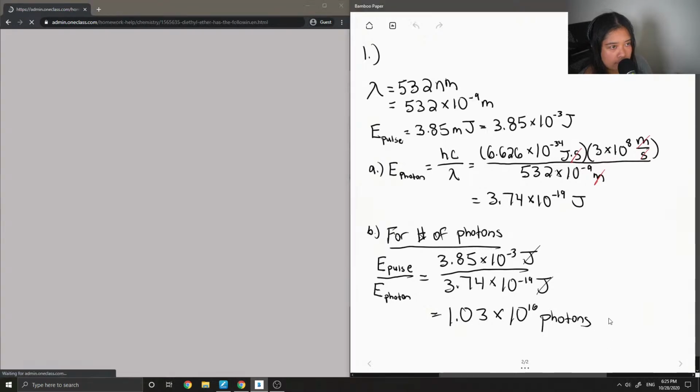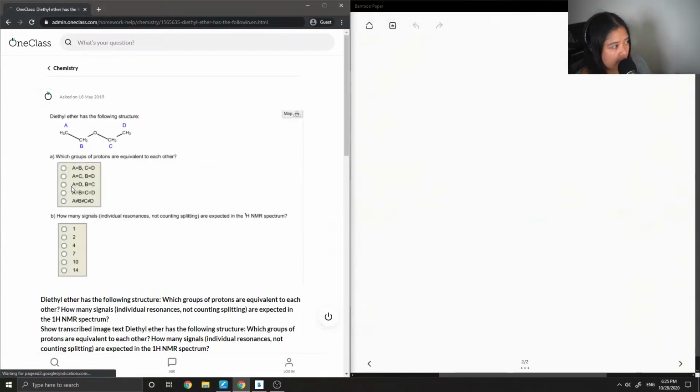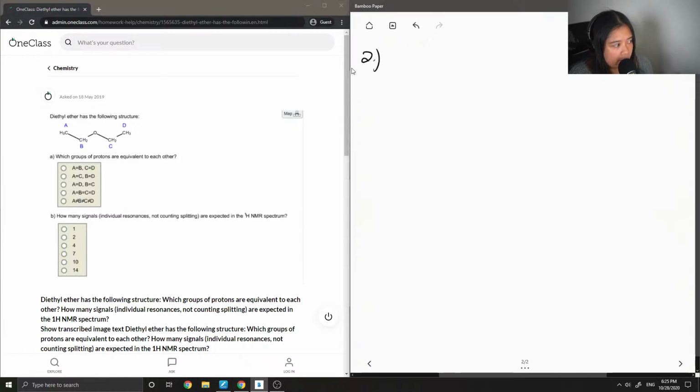Okay, so we can move on to question number 2. Diethyl ether has the following structure. Which groups of protons are equivalent to each other? And then how many signals are expected in the HNMR spectrum?